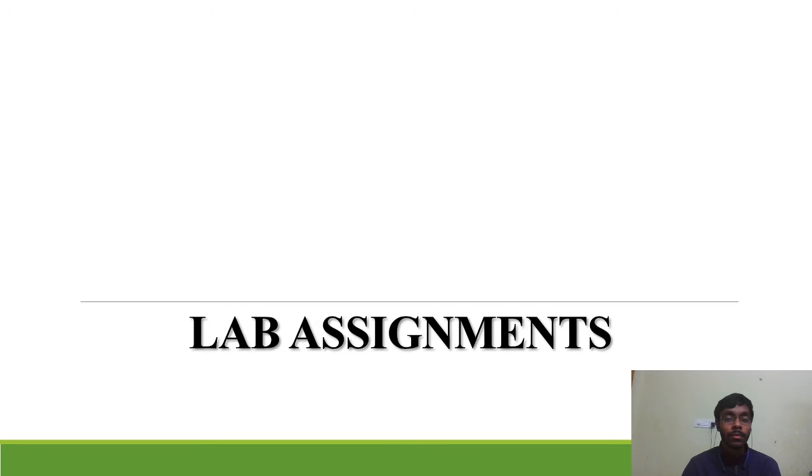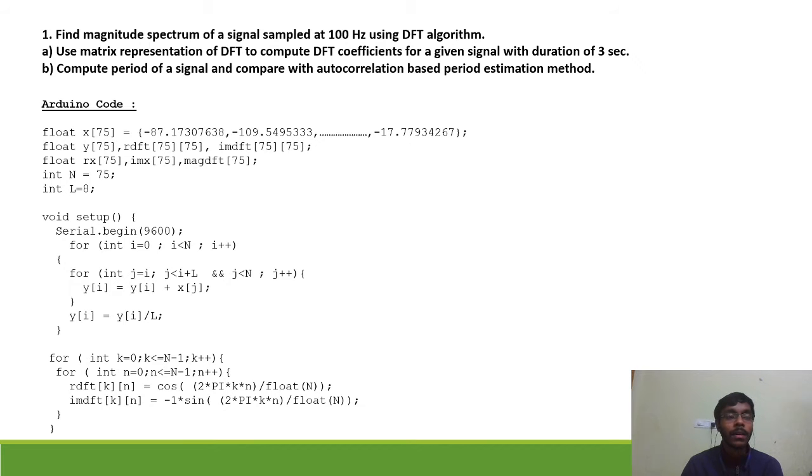So let's look at the assignment and codes. The question is: find the magnitude spectrum of a signal sampled at 100 Hz using the DFT algorithm. Use matrix representation of DFT to compute DFT coefficients for a given signal with duration of 3 seconds. And compute the period of a signal and compare it with the autocorrelation based period estimation method.